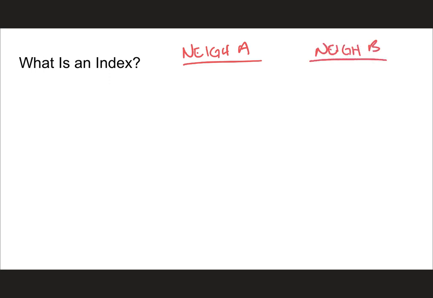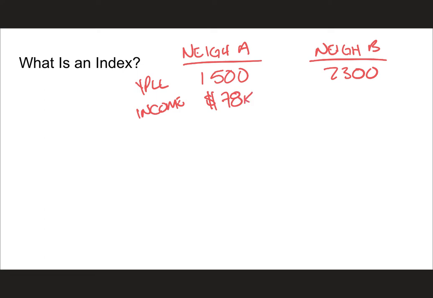And let's say years of potential life lost are 1,500 here and 2,300 there. Then you would say that neighborhood B is worse off. But what about income? What if income was like 78,000 per person here and 43,000 per person here? Then neighborhood A is doing better, right? So here, B is the winner, and A is the winner.